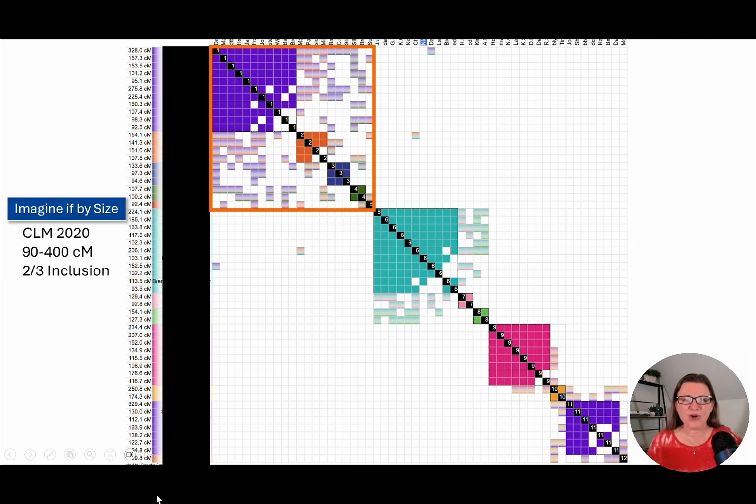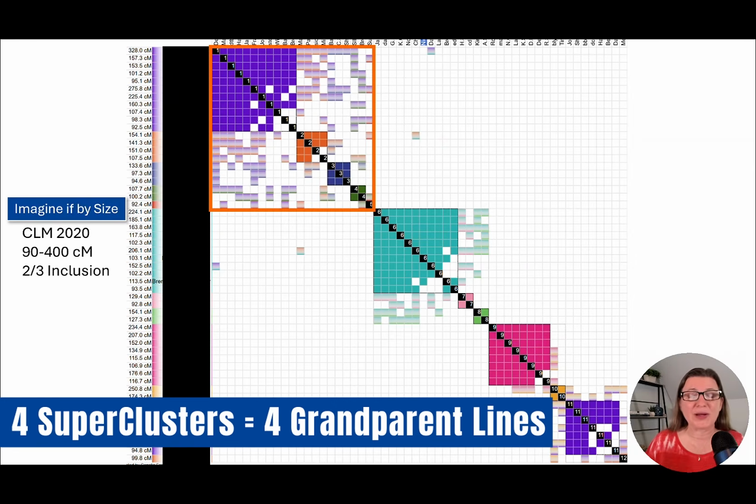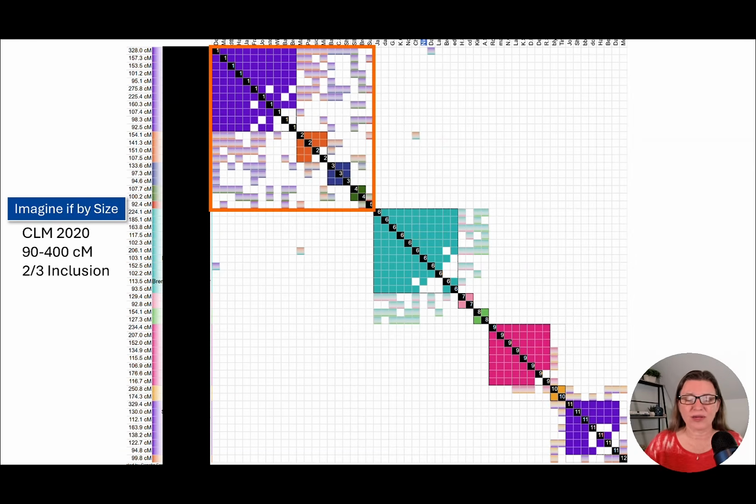But now we have 4, and these do represent my 4 grandparent lines, which was and is a huge goal of working with our DNA matches. And if you're way beyond this and you're working a lot deeper in your tree, that's great. But for those who are just working with some of these DNA matches or trying to understand what's going on, that's where we start.